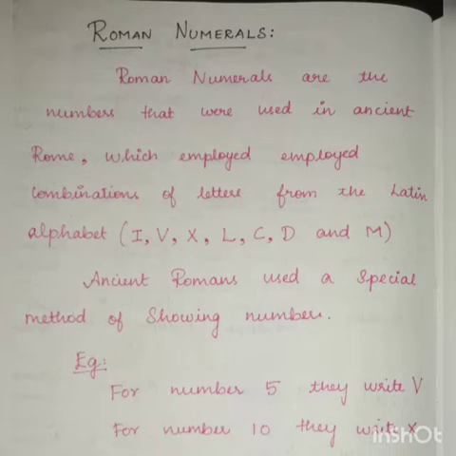For example, the number 5 is the Hindu-Arabic numeral, but they will write that number as V. Likewise, the number 10 is our Hindu-Arabic numeral, but they will write the number as X.